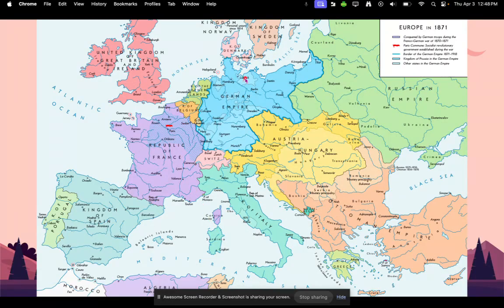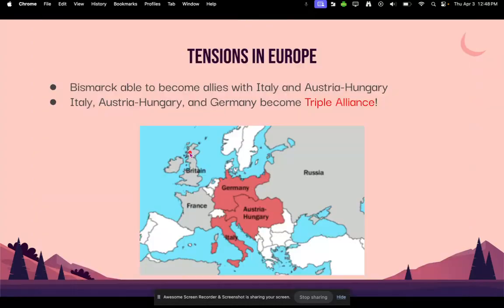So again, here's a map of Europe in the 1800s. As you can see, here's Germany again. They do share a border with France. There's some other countries around here as well. So Germany wanted to be allies with the Netherlands, Belgium, Switzerland, Italy, Spain, Great Britain. So France would not have any allies. Bismarck was able to become allies with Italy and Austria-Hungary. So Italy, Austria-Hungary, and Germany became known as the Triple Alliance. You can see on the map here, all the stuff in red.